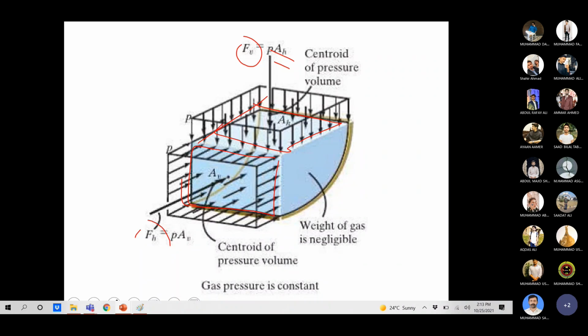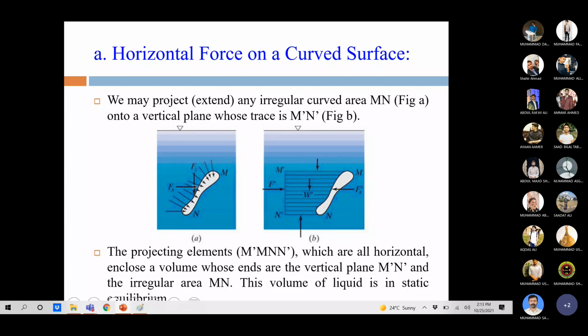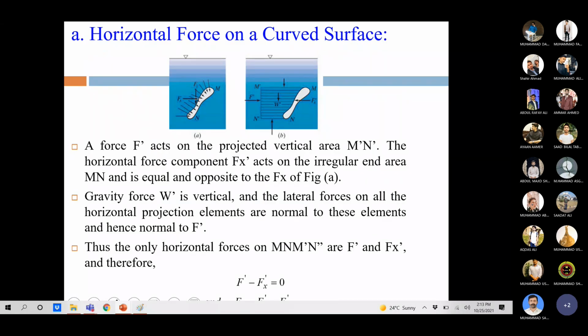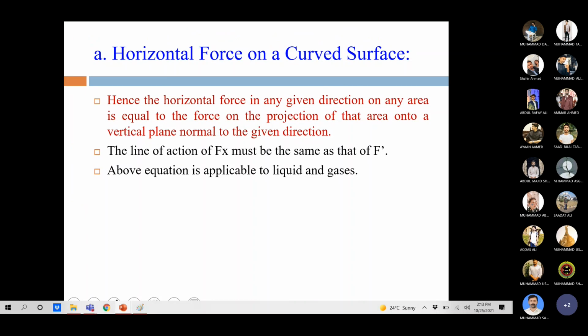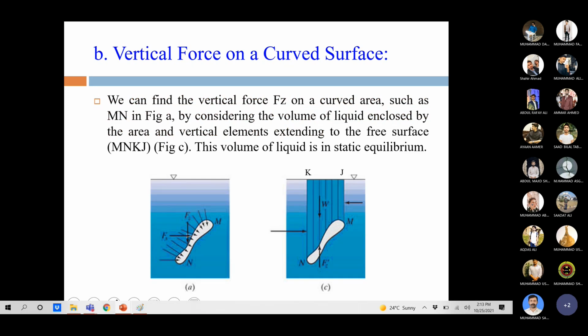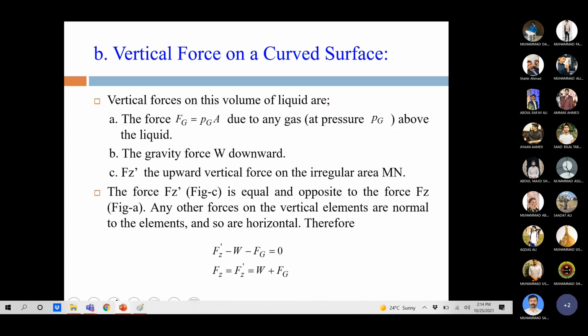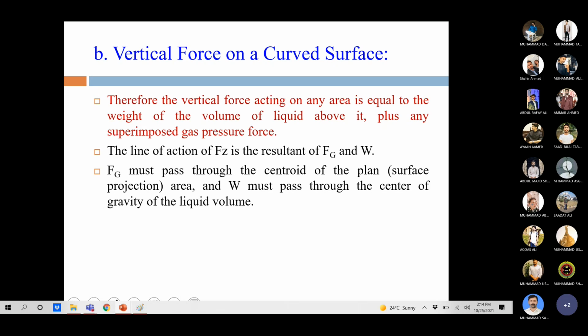So if we have a very heavy liquid enclosed within these projections, then definitely we have to consider the weight of that liquid. In this case, if we have a gas, then obviously the weight of the gas is negligible. So for finding the vertical force, we can ignore the weight of the gas. Okay, so this is the same thing. I'm just omitting these slides. In fact, passing horizontal force on curved surface, vertical force on curved surface. मैंने आपको बता दिया इसमें इसका concept क्या है.